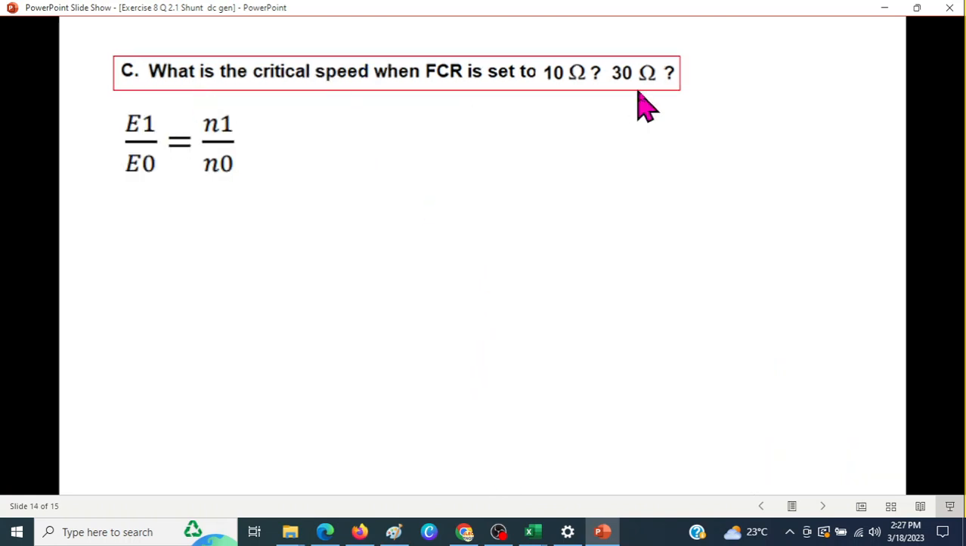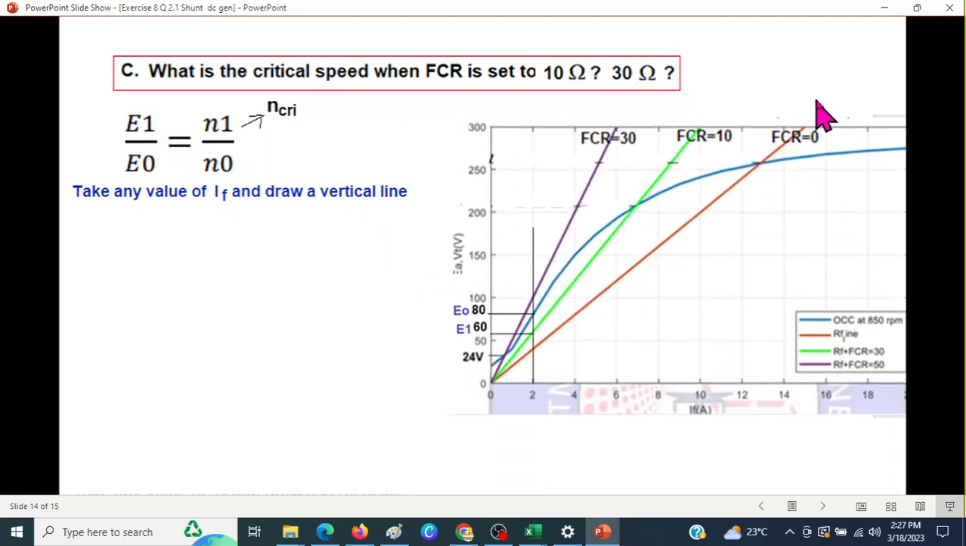Okay, so to find the value, we'll use this formula. This is our critical speed N1. Take any value of IF and draw a vertical line. So we'll use this curve now, and for FCR 10, this is the line. Instead of drawing a curve here, we just use this line. This will be tangent to that line, and we compare these two values. We have to be towards the lower end, because at the lower end the tangent is more prominent.